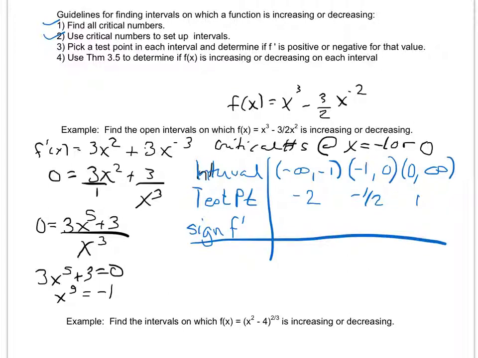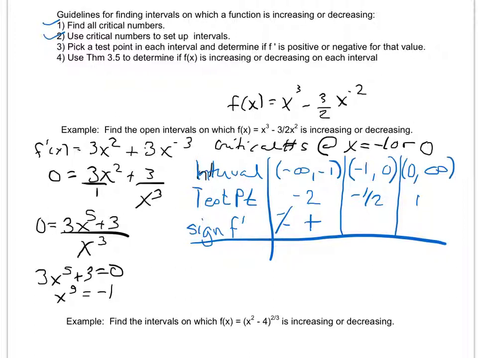When I plug -2 into my derivative, all I care about is my sign. I don't really care about what the actual value is. So 3 times -2 to the 5th is going to be a large negative number, plus 3 will still be negative. So I'm going to have negative on top. When I plug -2 into the cube function, it's still negative. So negative divided by negative, I get a positive in my first interval.